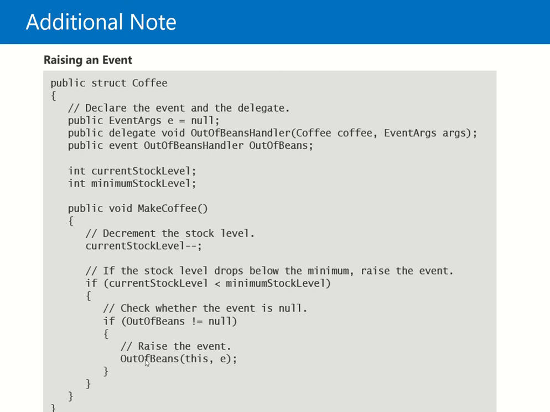When you call the event, what do you pass? The sender, where this event occurs, is the current object, which is the coffee itself, and the event arguments is e. In this case there are no arguments for this event. Again, you can create some arguments if you want to.